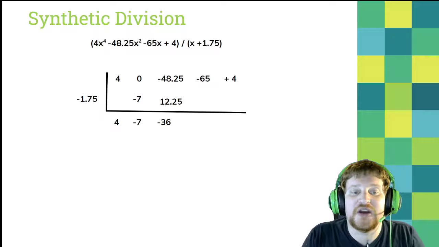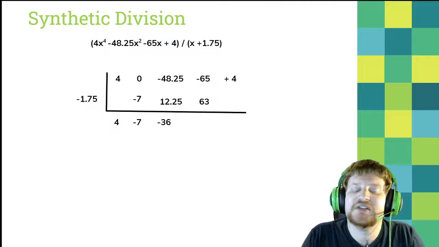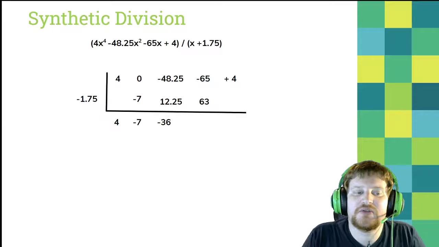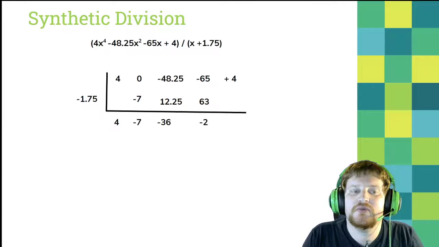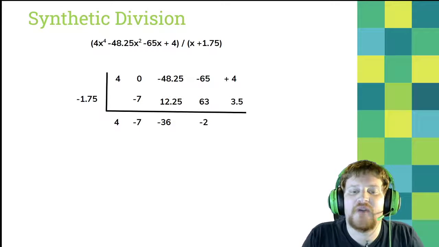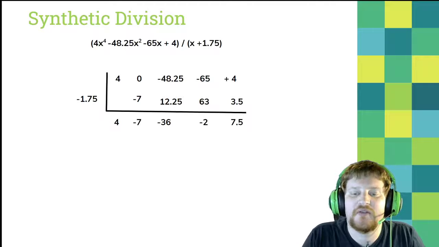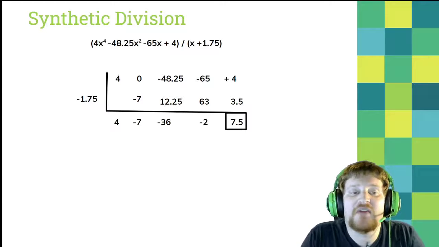Times negative 36. Negative 1.75 times negative 36 is 63. Negative 65 plus 63 is negative 2. And negative 1.75 times that negative 2 is 3.5. 4 plus 3.5 is 7.5. And the last number I'm going to put in a box. We actually already have our answer.